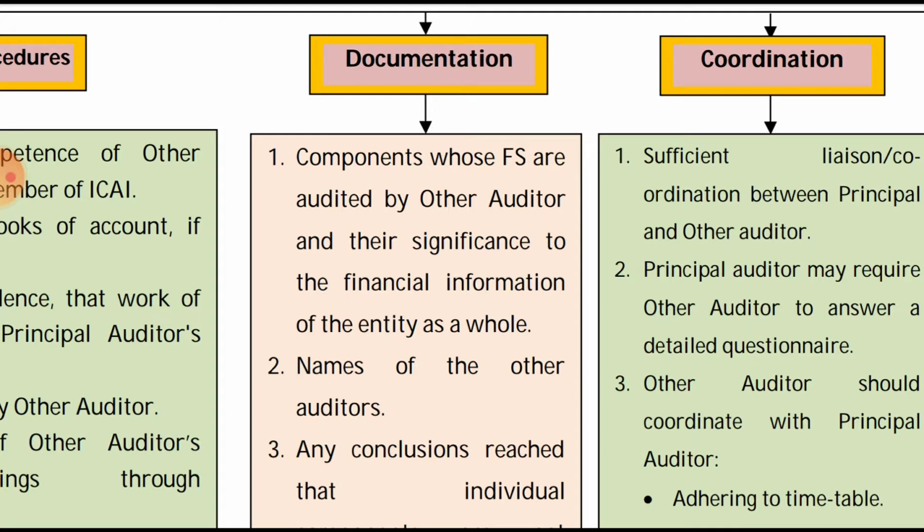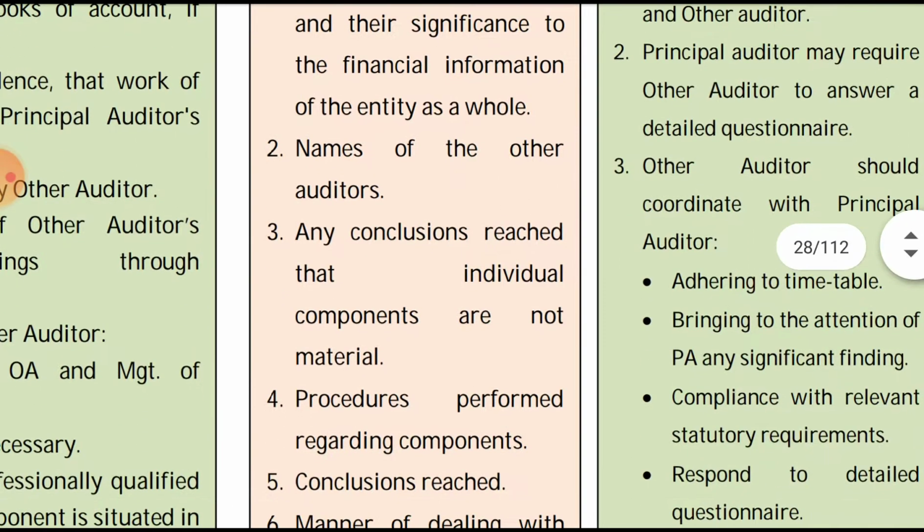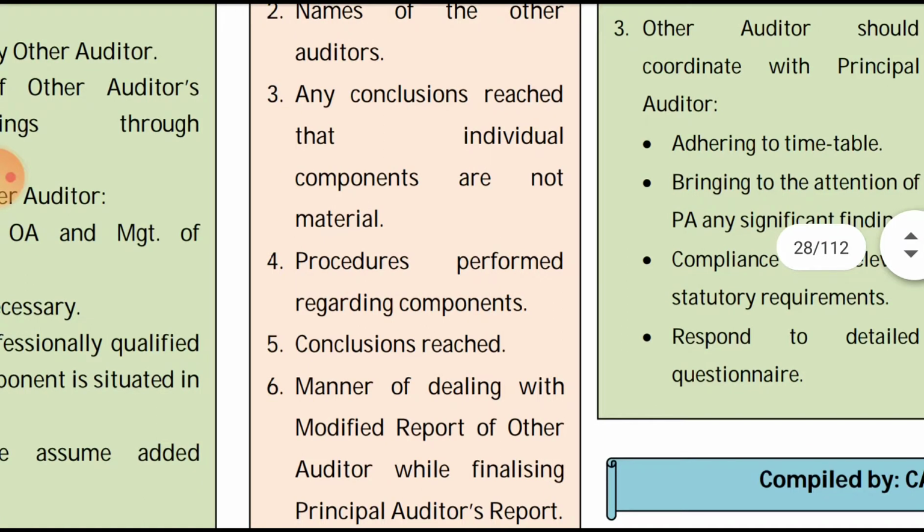That is, the component whose financial statements are audited by the other auditor, and the significance of that component to the financial information of the entity as a whole. The name of the other auditor needs to be documented. Then any conclusion reached that the individual components are not material needs to be documented.